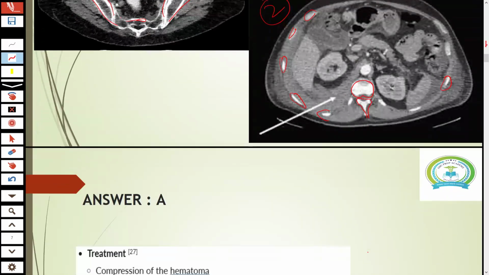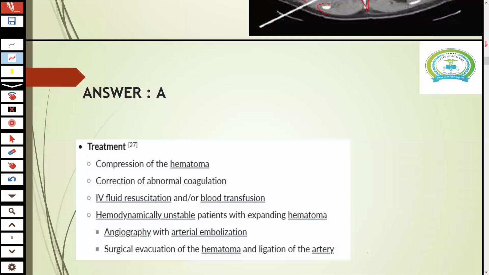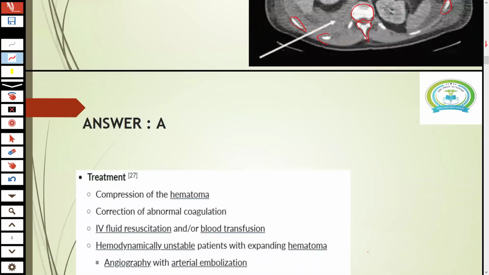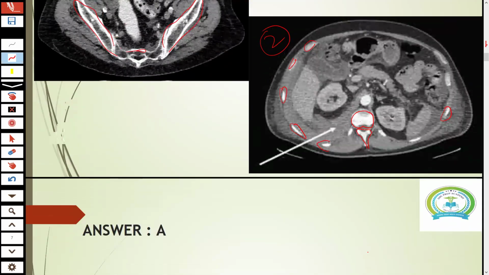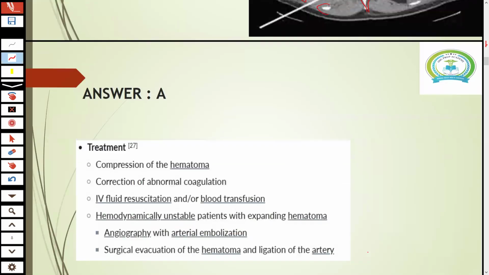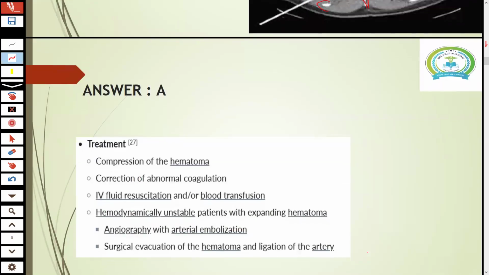So the answer for our question was abdominal band. Why? Because our patient was vitally stable. If our patient is vitally stable, we can give some compression in the form of banding, and we need to observe them. If they remain vitally stable, then no need for incision and drainage or any sort of embolization for the hematoma. So the first thing, if the patient is vitally stable, is compression with this abdominal band.